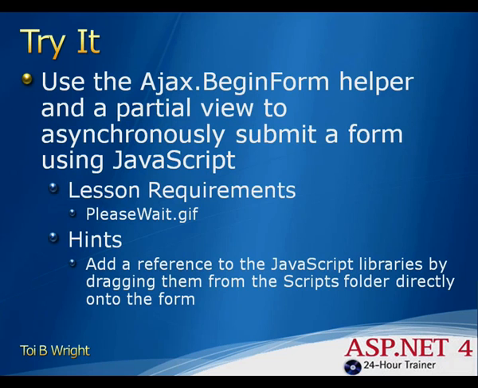In this lesson, you use the Ajax.BeginForm helper and a partial view to asynchronously submit a form using JavaScript. The lesson requirement for this lesson is the pleasewait.gif file, and the hint for this lesson is to add the references to the JavaScript libraries by dragging them directly from the Scripts folder onto the form.